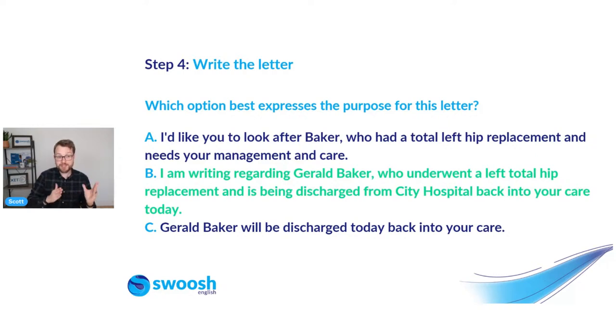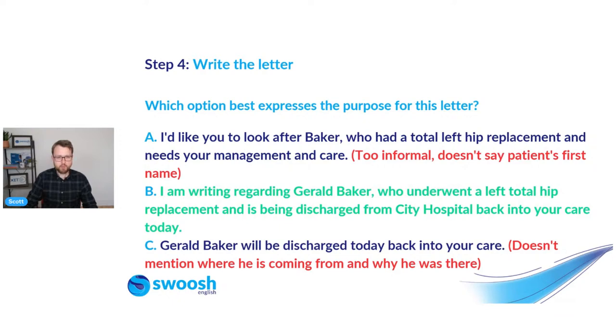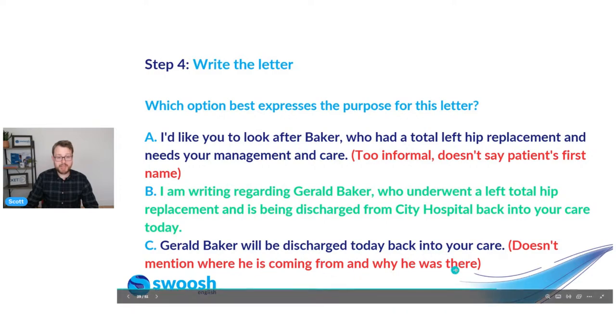Why is B better than A or C? Well, A, for one, isn't great because it's too informal. I'd like you to look after. It's very, very colloquial in how it's being used. Also, who's Baker? Baker's the surname. We should say the full name, Gerald Baker. Okay, so it's too informal. It doesn't say the patient's first name, even though the second half of the subsection is quite good. Who had a total left hip replacement and needs your management and care. But this section needs a bit of work. Let's move on to C. So C, for one, doesn't mention where he is coming from and why he was there.